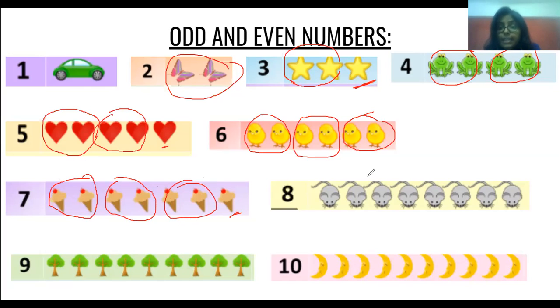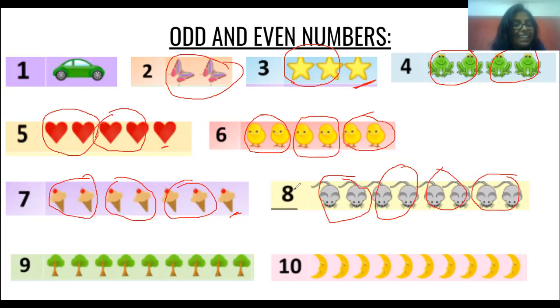We see rats here. Let's start grouping these 8 rats. Partner in pair of 2, partner in pair of 2, partner in pair of 2, and partner in pair of 2. Okay, so we see there are 4 groups of 2, so this is an even number.